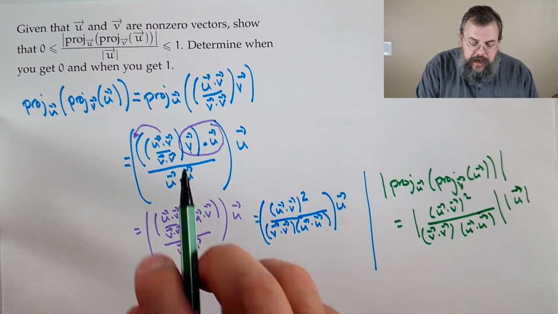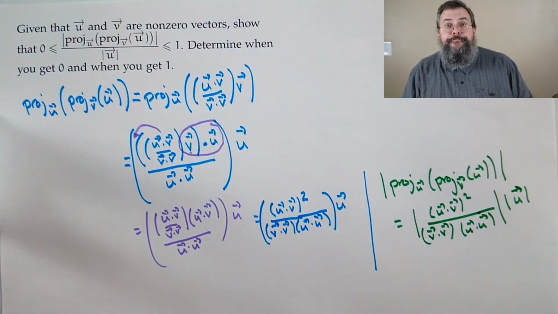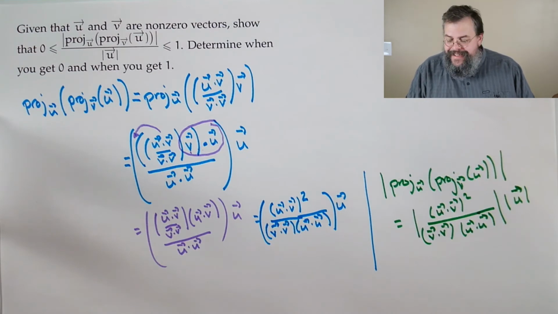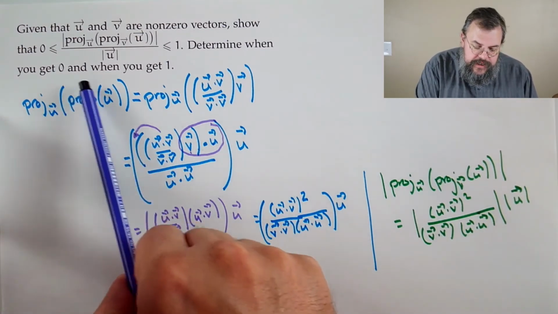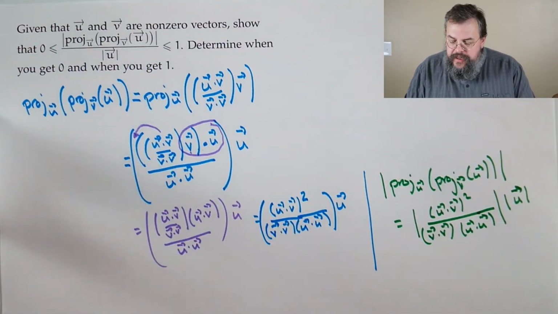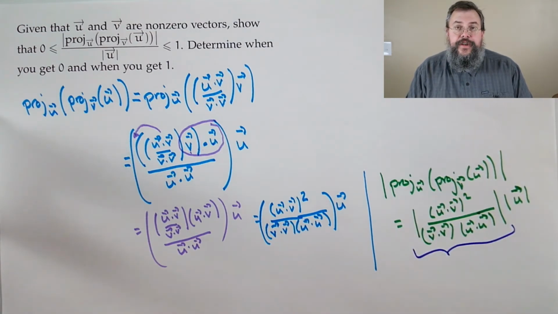And now we say, ha ha, look back here. We're dividing by the magnitude of U. Okay, so what does that tell us? It tells us that our answer to what is this piece on the inside is that part right there. So this is where we want to focus our energy. But let's do a couple of things.